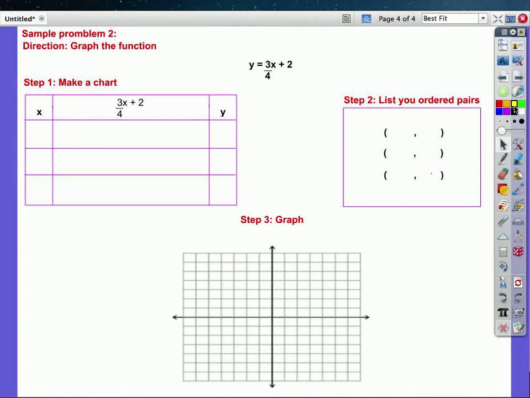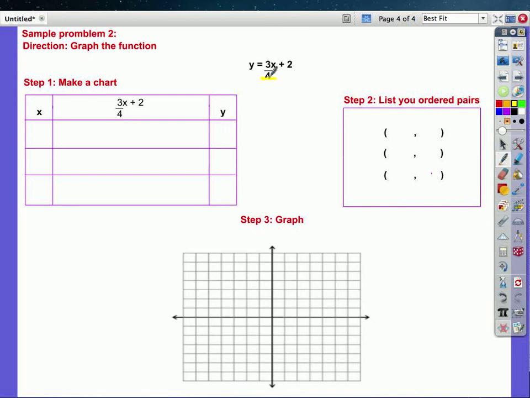The only thing that we're going to do different is pick a different number for our x value. Because this is a fraction, we're going to take our denominator and we're going to use it as our x value.